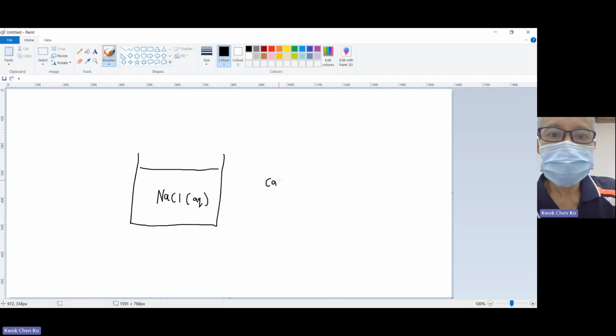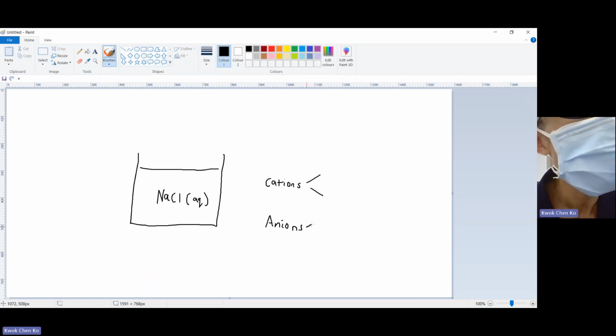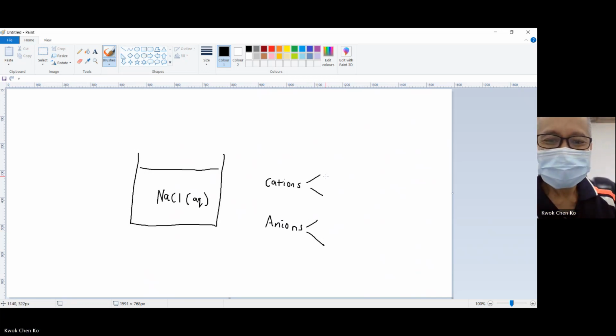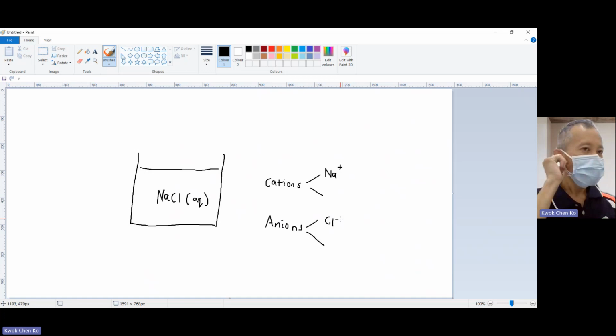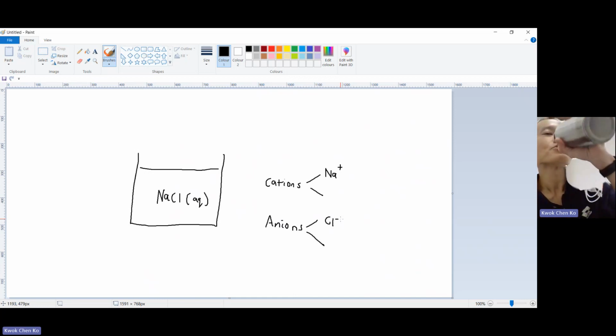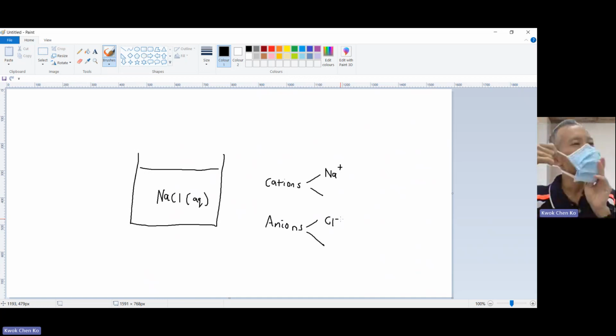Okay, let's be systematic. Somebody tell me what are the ions? Na plus. Right. There's more. Any ions? Cl minus. Anything else? Still important. Yes, aq is water, no? So what should it be? H plus, OH minus. Very good. So be very careful. What is your electrolyte?